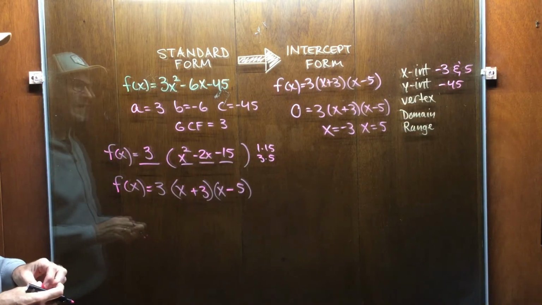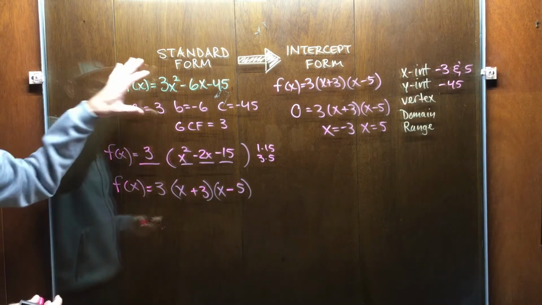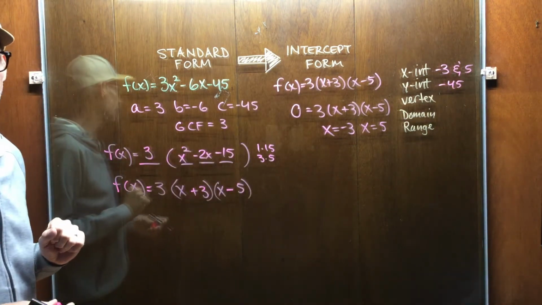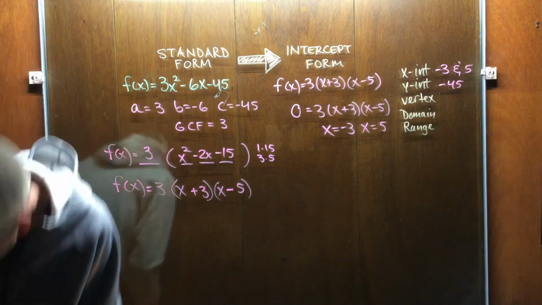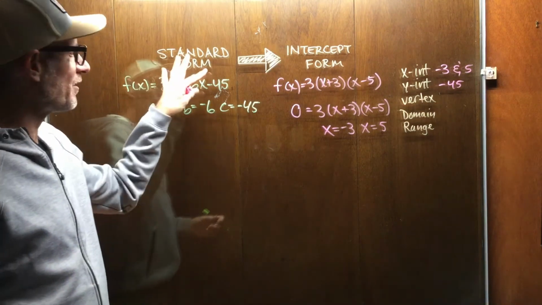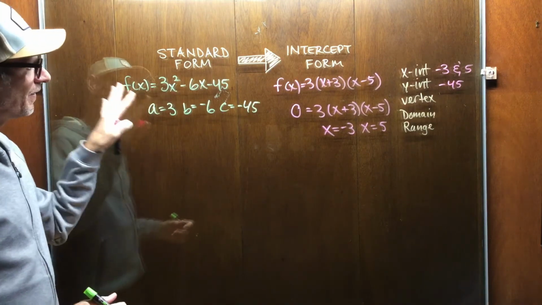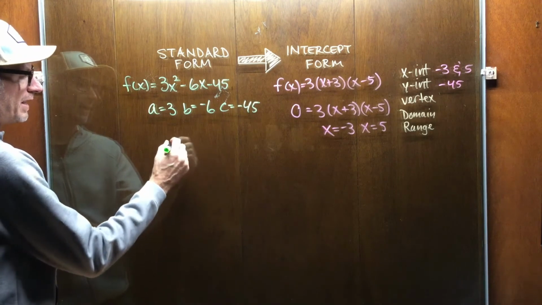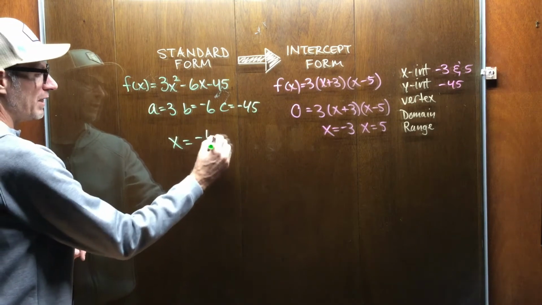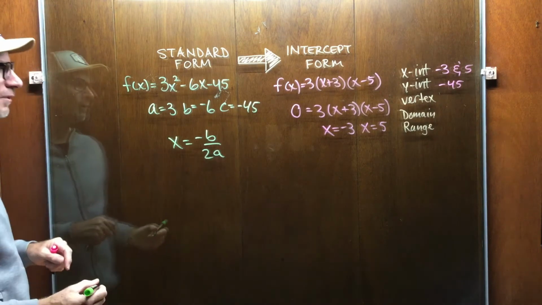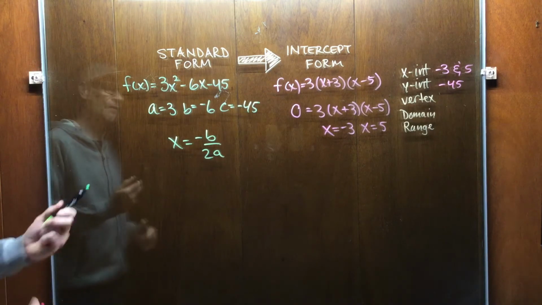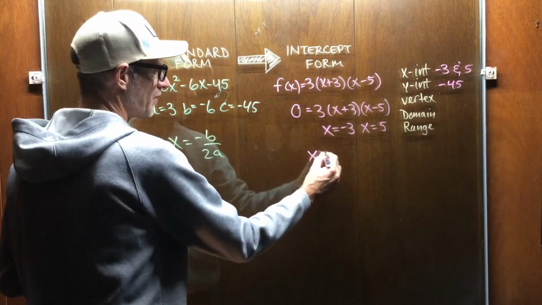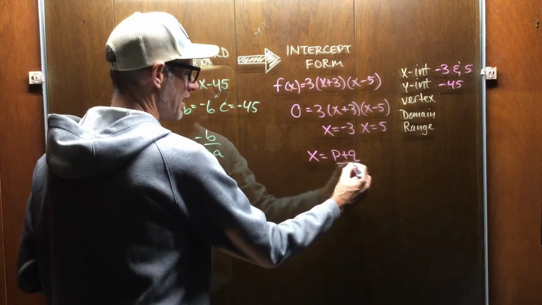Okay, now to find the vertex. We could use standard form or we could use intercept form to find the vertex, so we're going to try it both ways. If I want to use standard form, the x-coordinate of the vertex and the axis of symmetry can both be found by using this formula right here. When I'm looking at intercept form, the axis of symmetry or the x-coordinate of the vertex can be found by using this formula right here.